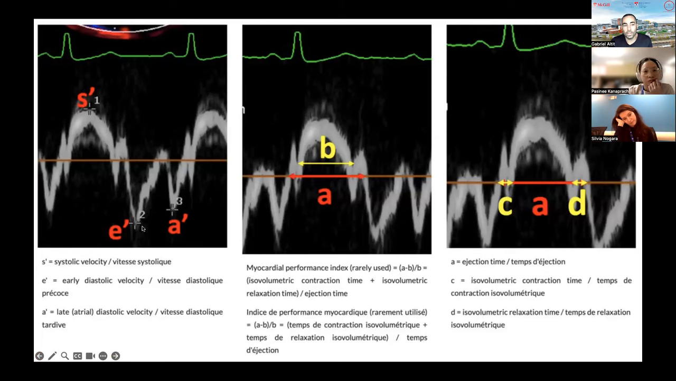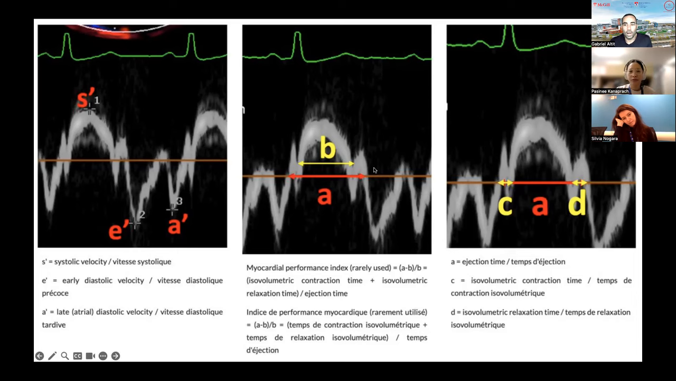These represent the velocity during the early filling phase and during the atrial contraction, when the muscle is actually expanding because of the filling. And when we're doing an E over E prime ratio, we're basically taking the velocity of the blood flow during this early phase and the velocity of the muscle during this early phase, and we're doing the ratio of that.